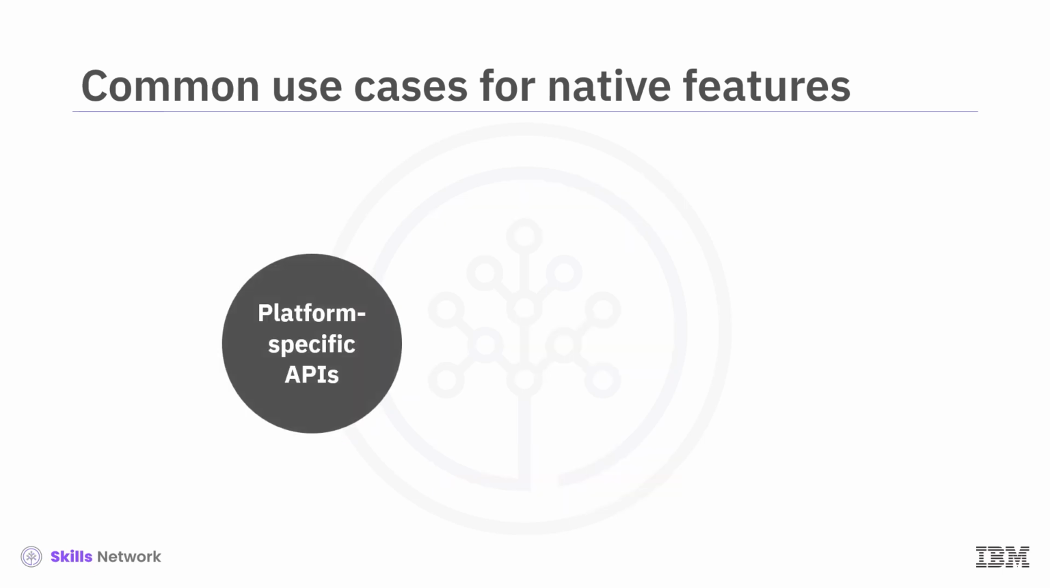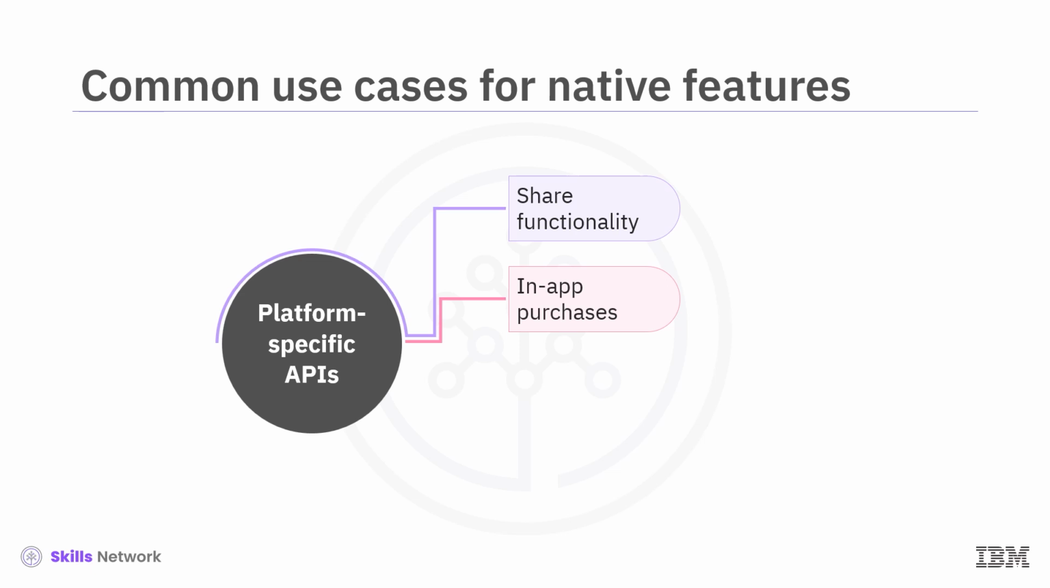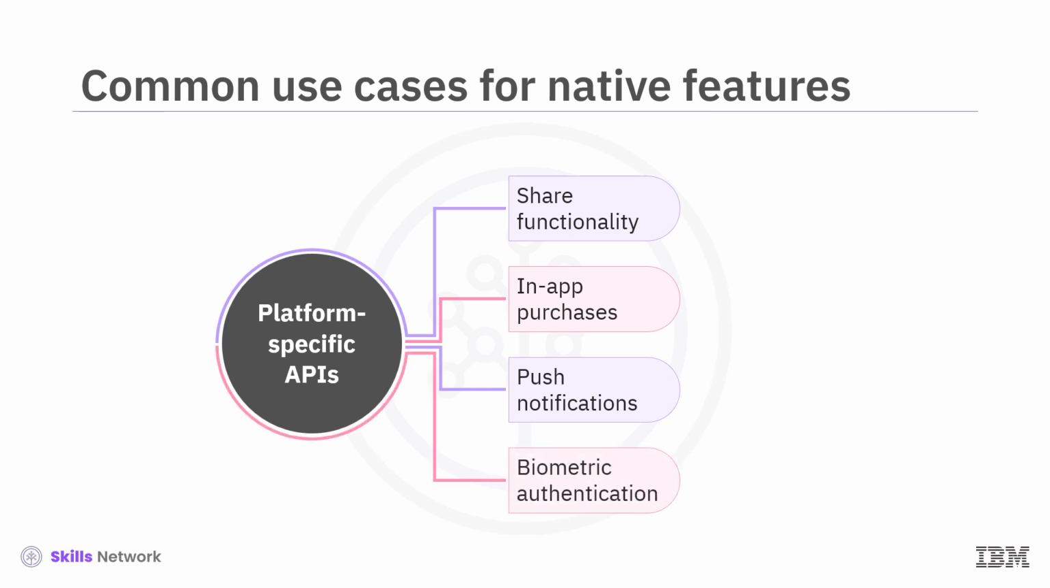Some platform-specific APIs include share functionality so the app users can share content through native sharing options. You might also need to implement in-app purchases using platform-specific stores, and your app must be able to handle push notifications using platform-specific services. Additionally, more secure apps require biometric authentication requiring fingerprint or facial recognition.